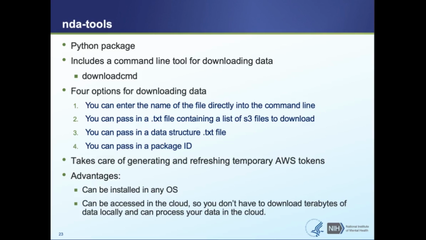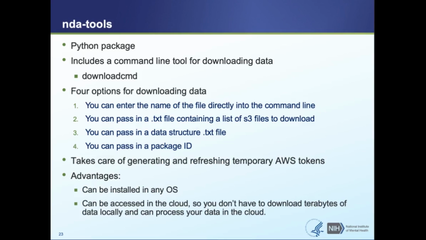Once installed, you can run downloadcmd --help to see a list of options. Files are downloaded automatically in a folder called AWS_downloads in your home directory. This can be configured to a directory of your choice. The downloadcmd tool provides 4 options for downloading your data files from S3.